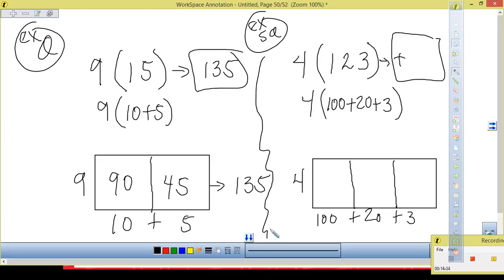All right. So what is 4 times 100? 400. What is 4 times 20? And what is 4 times 3? 12. So what is 400 plus 80 plus 12? 492. Bam. See how that's working? Okay.